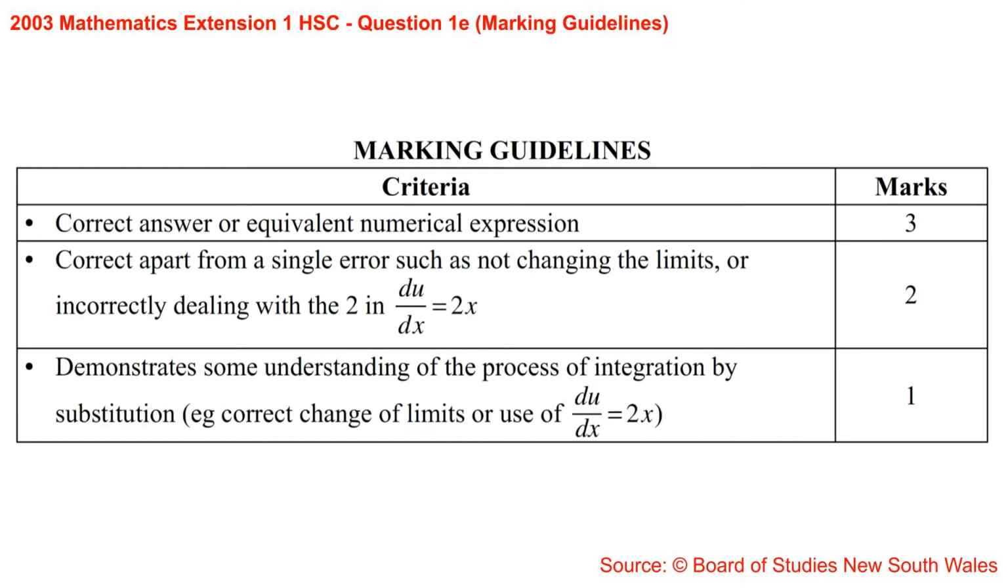For 2 marks, we have correct apart from a single error, such as not changing the limits or incorrectly dealing with the 2 in du/dx equals 2x. And for 3 marks, we have the correct answer or equivalent numerical expression.